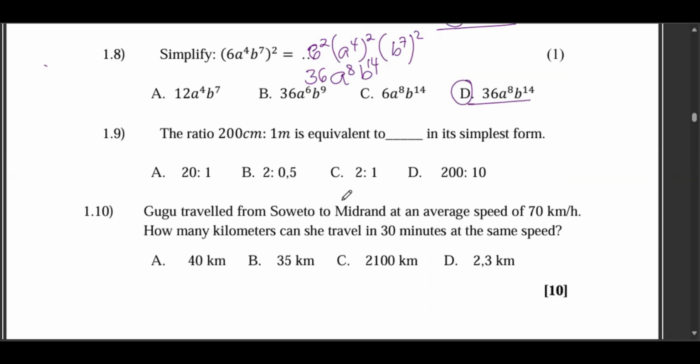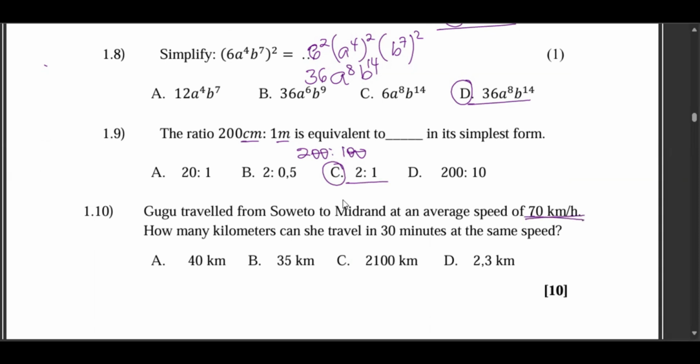Okay, they're telling us the ratio of 200 centimeters to 1 meter is equivalent to, in simplest form. Now, remember ratios work with same units. These are centimeters, these are meters. What do we do? We shall take the 200 equated to, how many centimeters are in 1 meter? 100. If we cancel off these zeros, we shall see that we remain with the answer as C. 2 is to 1.